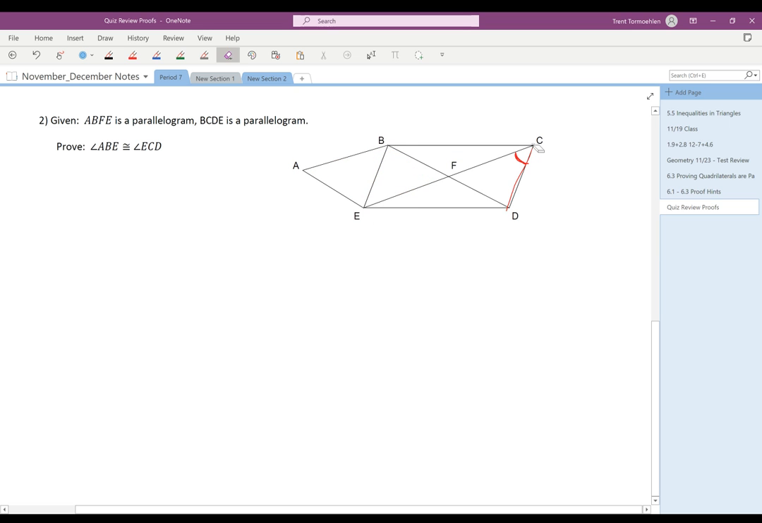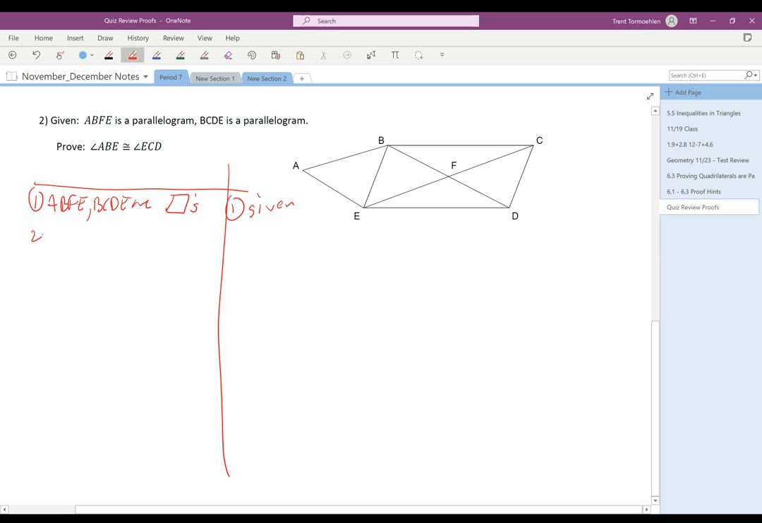And so the two methods that people would employ on this proof is, first, you can either prove the two triangles that those angles are in are congruent, or second, you can just use parallel lines. I'm going to go ahead and do the parallel line method. And so you're given that ABFE and BCDE are parallelograms. That's your given.